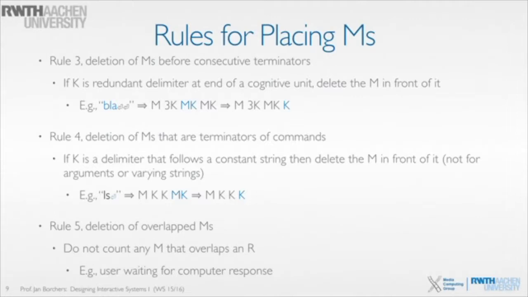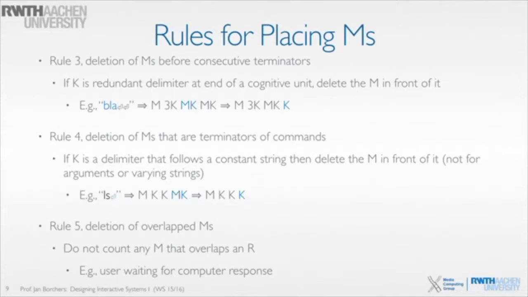Fourth rule says, take away M's that terminate commands. Note that we're not taking away M's that terminate arguments. Why? Because commands become muscle memory. If you've been working on a Unix terminal a lot, typing ls and then hitting enter is one gesture. You do go like ls enter. You don't even think about it. You don't go like ls, oh, is that right? Enter. So that's why in this case, not only do we remove the middle one from rule number 2, I think, but we also take away the one right before this one.